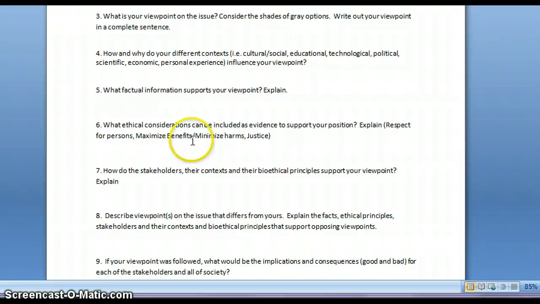Next is what ethical considerations can be included as evidence to support your position. So what of those bioethical principles that we talked about support your position, and why and how do they influence your position? So again, you're going to have to explain. You cannot just say, the respect for persons is why I think the way I do. You have to go into why. Explain what the respect for persons means and how it relates directly to the issue that we're talking about.